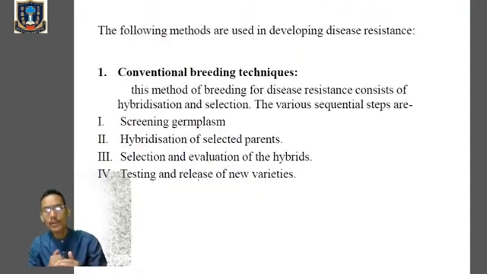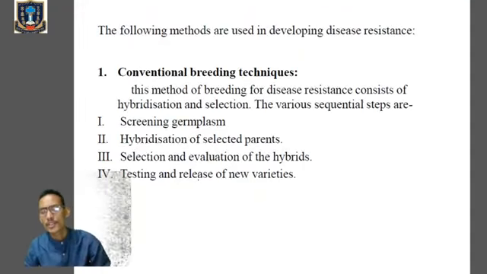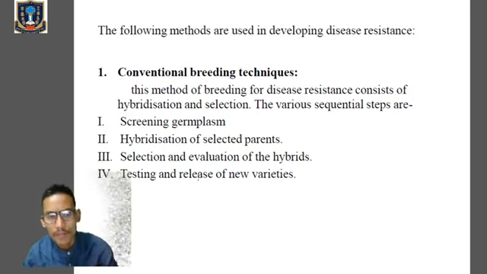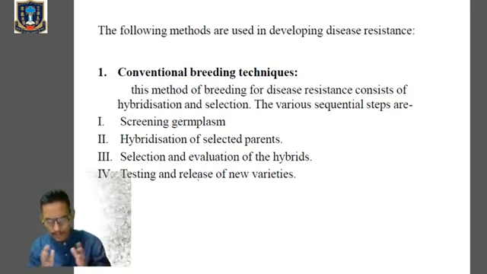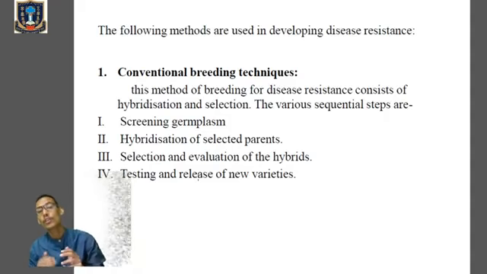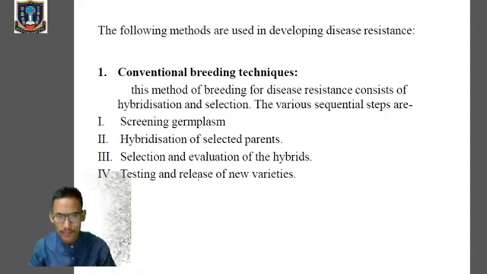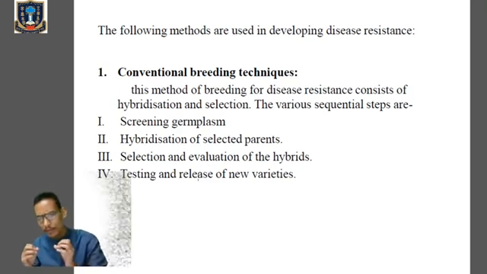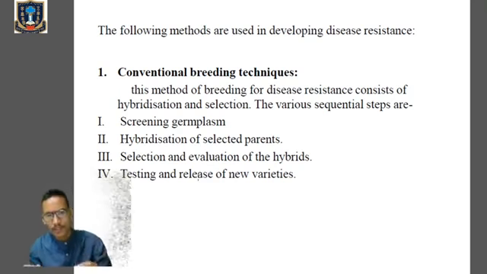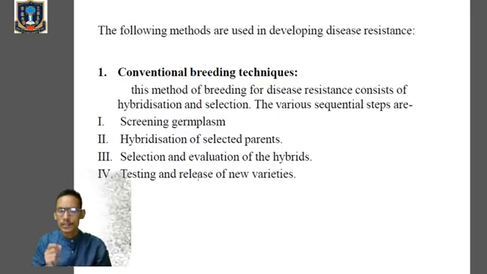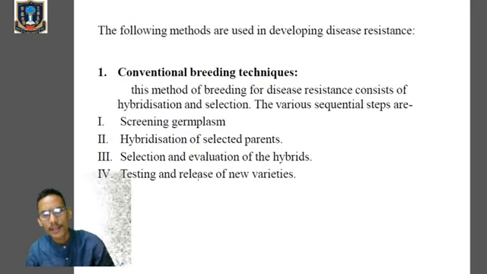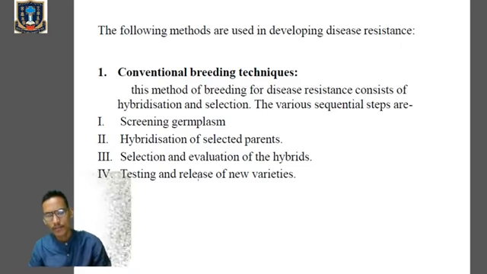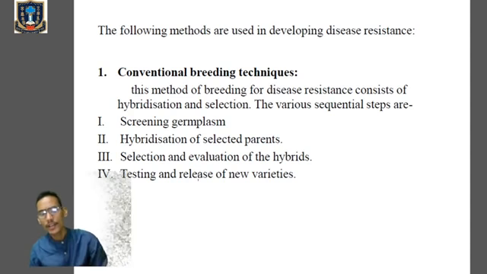Now how can we incorporate disease resistance property in a particular crop or plant? We have different techniques or methods by which we can do this. The first one we'll discuss is the conventional breeding technique. This method of disease resistance incorporation in plants is mainly composed of hybridization and selection. So there are mainly two steps under conventional breeding: first is hybridization and number two is selection.